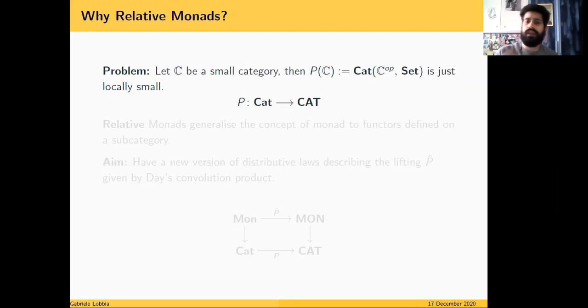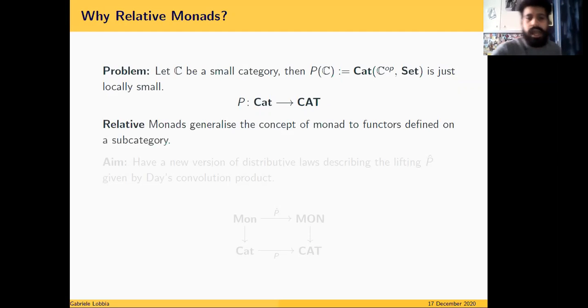And also with Kan extensions and stuff like that, we've got something that is a multiplication, but it's not really a multiplication because we don't have an endofunctor. And so relative monads help us to generalize the notion of monad to functors defined on subcategories. At least at the start, they always used functors defined on subcategories. More in general, and also in my paper, I don't consider subcategories, but I just consider non-endofunctors. What if we want a monad structure on something that is not an endofunctor, but just a functor?